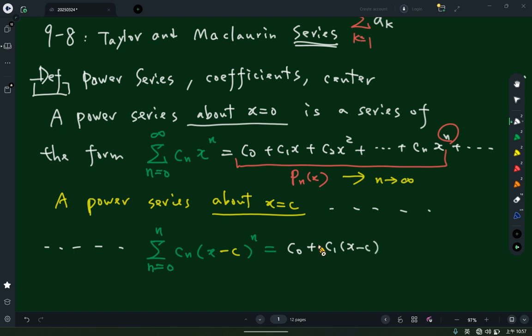Oh, sorry. Normally we say a. In our textbook we use a. C1 (x minus a) plus C2 (x minus a) squared plus and so on. Here Cn (x minus a) to the power n plus so on. So this is a power series about x is equal to a.